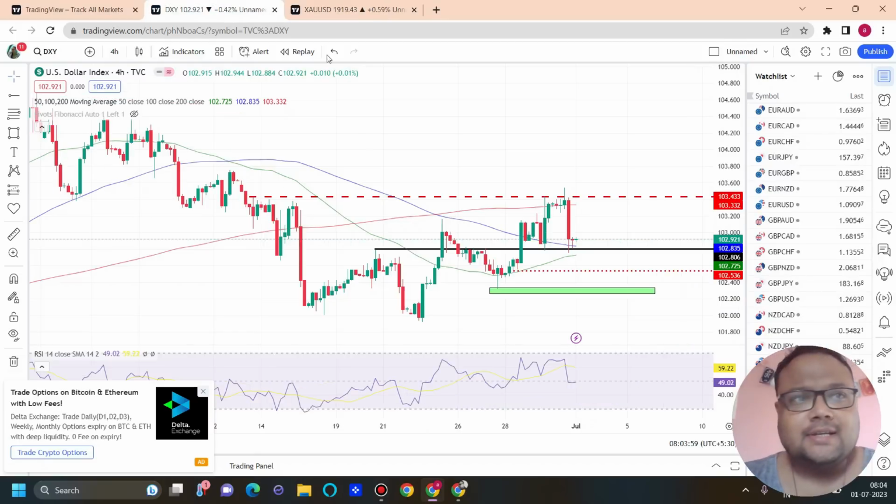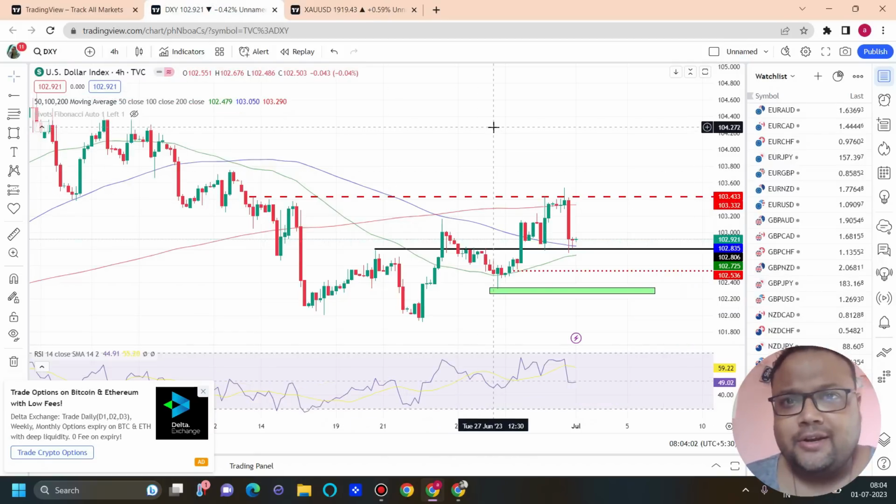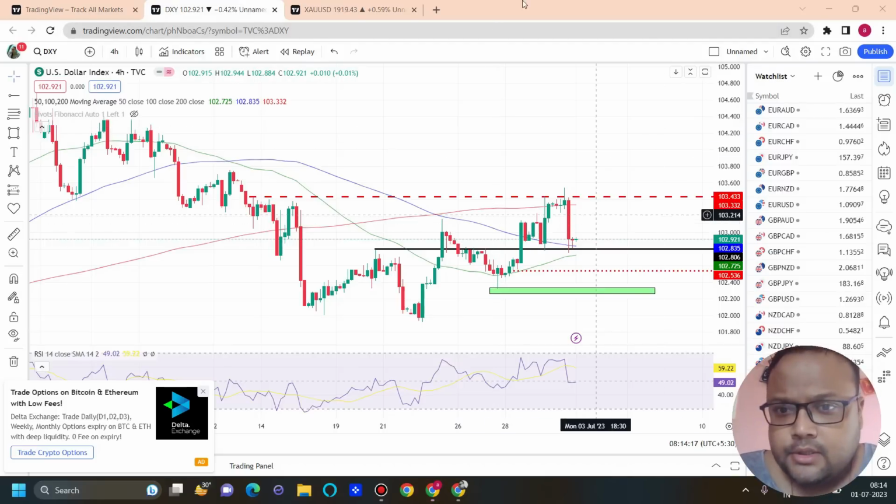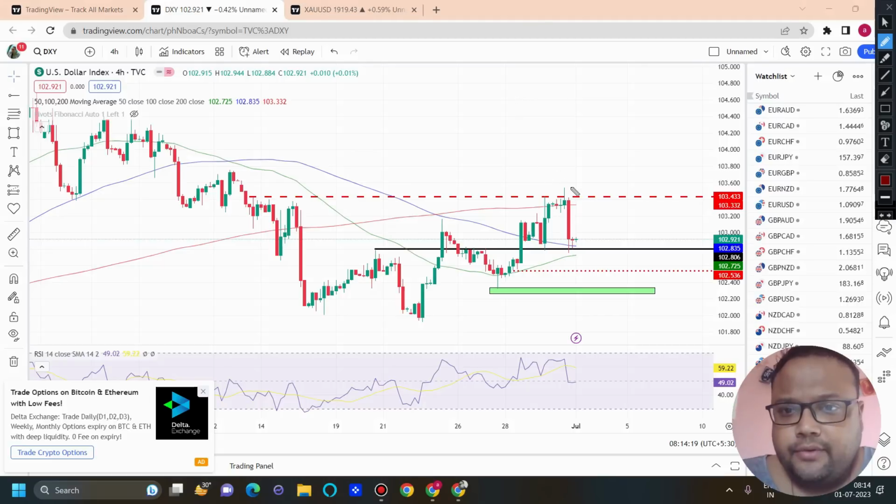First of all, let's discuss DXY, the US dollar index. Yesterday we talked about the importance of DXY crossing this level here to continue the uptrend, the level of 103.44, 103.55. DXY tried to cross the level and made a high of 103.53, but it failed to sustain. After that we saw price rejection from above, followed by a big red candle. Ultimately DXY settled at 102.92. This is the last traded price of DXY.